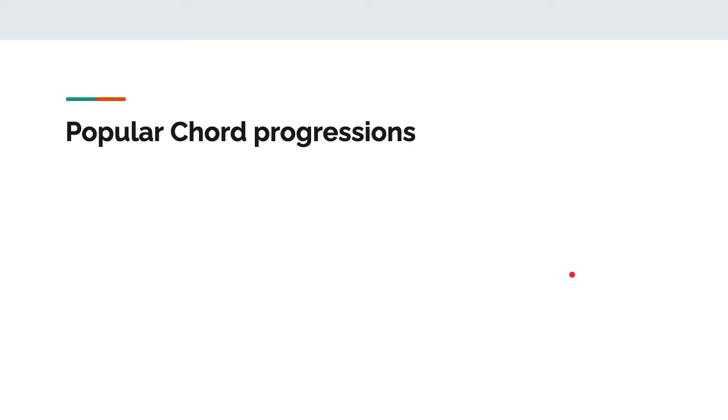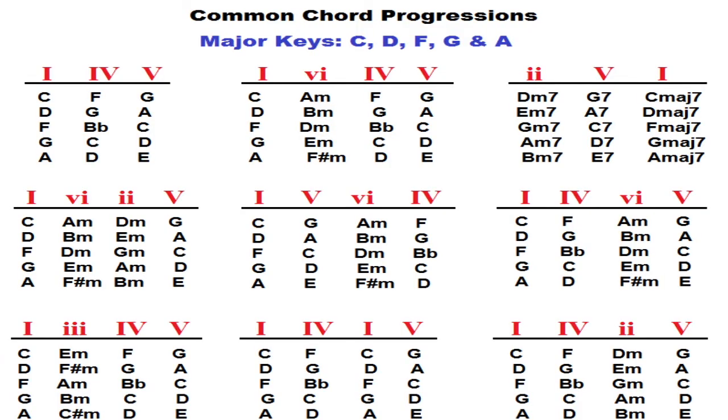Now, popular chord progressions. These are some of the most common chord progressions you will ever find, especially in popular music today. The most common chord progressions you will find in pop music. So let's go over the first one, which is 1, 4, and 5.